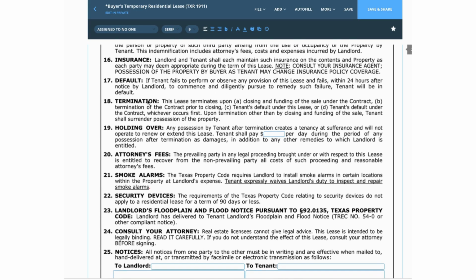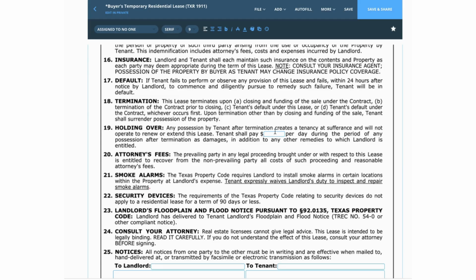This lease terminates upon A, closing and funding of the sale of the property, or B, termination of the contract prior to closing, or C, tenant defaults under the lease, or D, tenant defaults under the contract, whichever occurs first. Upon termination other than by closing and funding, tenant shall surrender possession of the property.